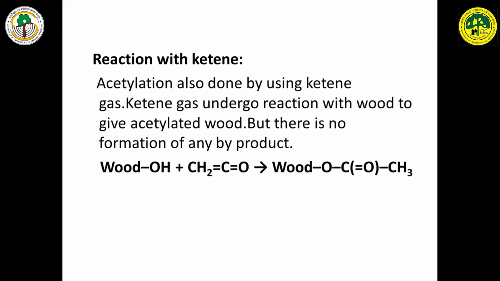Reaction with ketene. Ketene is represented as C double bond O. This wood with a hydroxyl group is making a reaction with ketene and producing the same acetylated wood. Here also the product formed is acetylated wood. That means the hydroxyl group is replaced by the COCH3 group. That is the only major difference between the wood hydroxyl group and acetylated wood. So the hydroxyl group is replaced by COCH3. That group is also called the acetyl group, that means a keto group, thereby forming an esteric linkage.